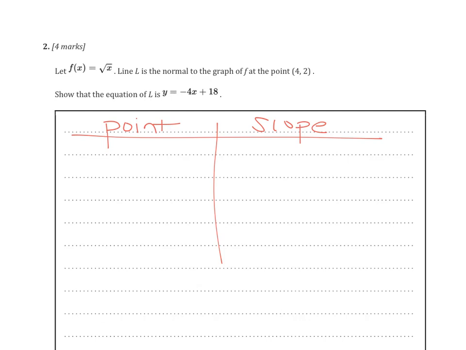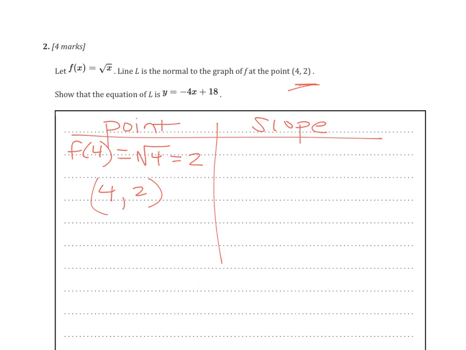Normally for the point, we would take the x value 4 and substitute it into the original function. But we don't actually have to do that, although if we did, we would still get 2. But we didn't have to do that because they actually gave us that point right there. So we know the point is (4, 2). We know that point is going to be on the function itself and on the normal. So the only thing left for us to find is the slope of the normal.